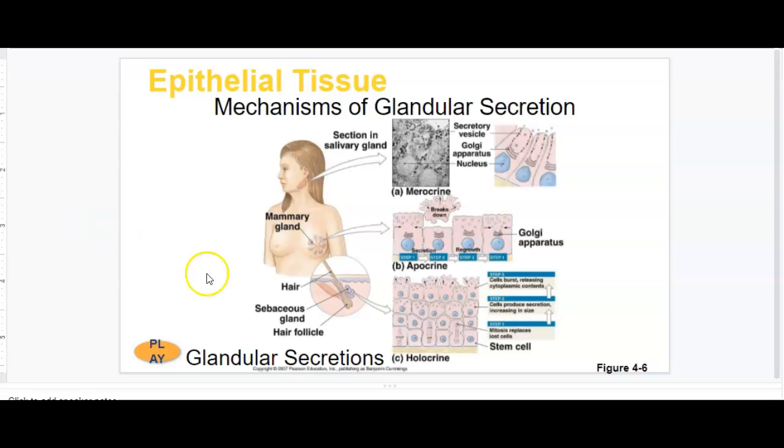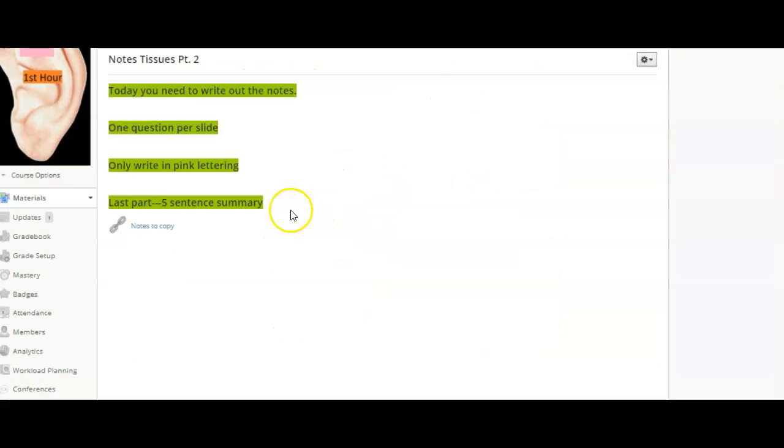So what do you got to do then, students? You have to write down the stuff in pink. You need to make one question per pink slide. You need to do the last part, which is a 5-sentence summary. Any questions? You know I'm available tomorrow on Wednesday.